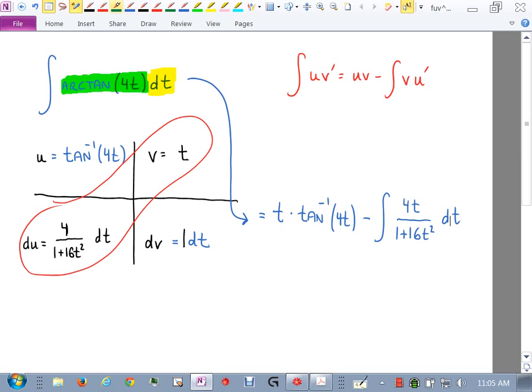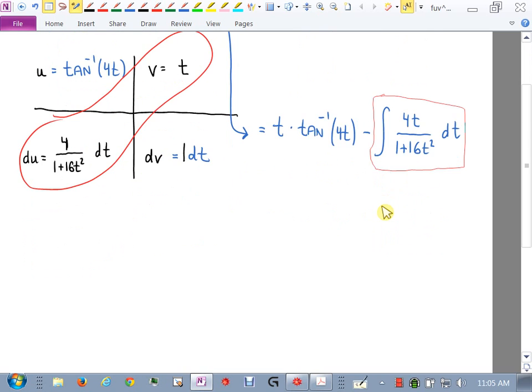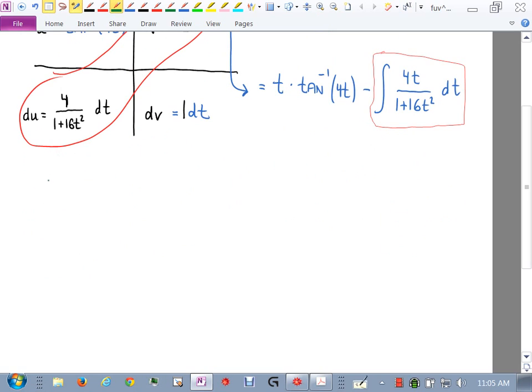So now, focusing all my attention on just this integral, I'm going to go ahead and do that on the side. So I'm going to do some scratch work over here and figure out what that integral is. I'll do it in green. What is the integral? And I'll pull the 4 out over here. Of t over 1 plus 16t squared dt.